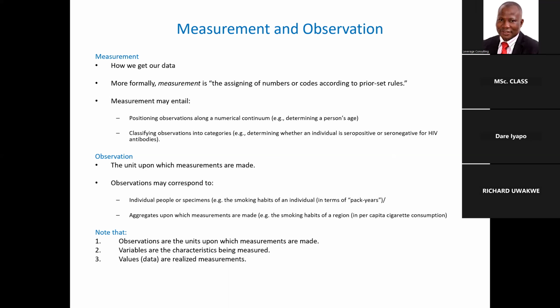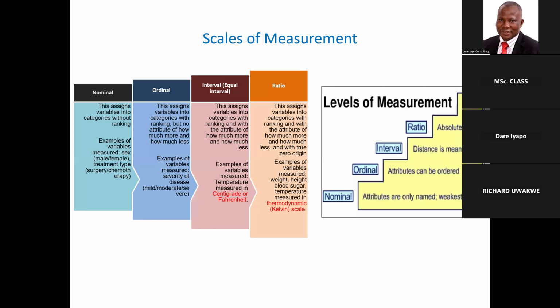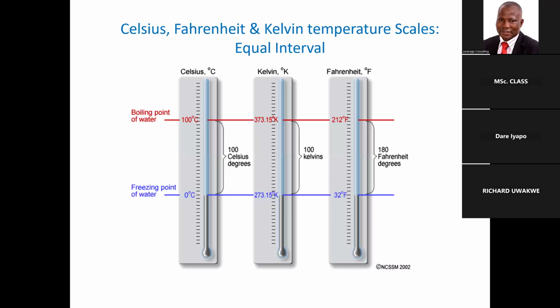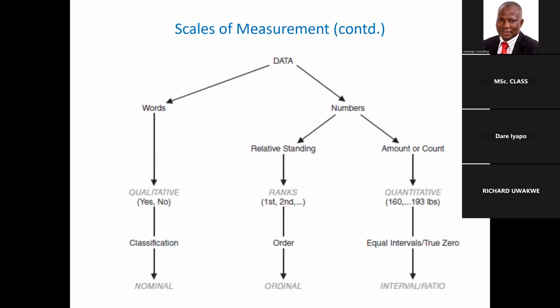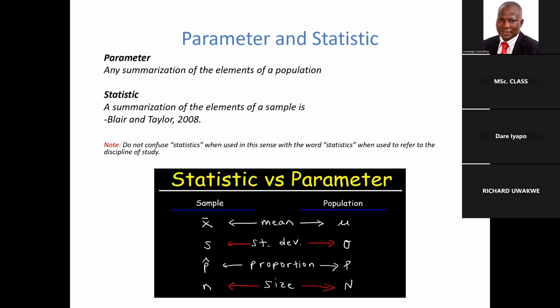So observations are the units upon which measurements are made. Variables are the characteristics being measured. Values are the data realized. Just to summarize that. I think I've talked about this one. Let's now move to scale of measurement, parameter and statistic. If you look at parameter and statistic here, the statistic does not carry S because it's not talking about the subject. Statistics as a subject carries S. This one will not carry S unless it is in plural form. If it's in singular form, statistic does not carry S.